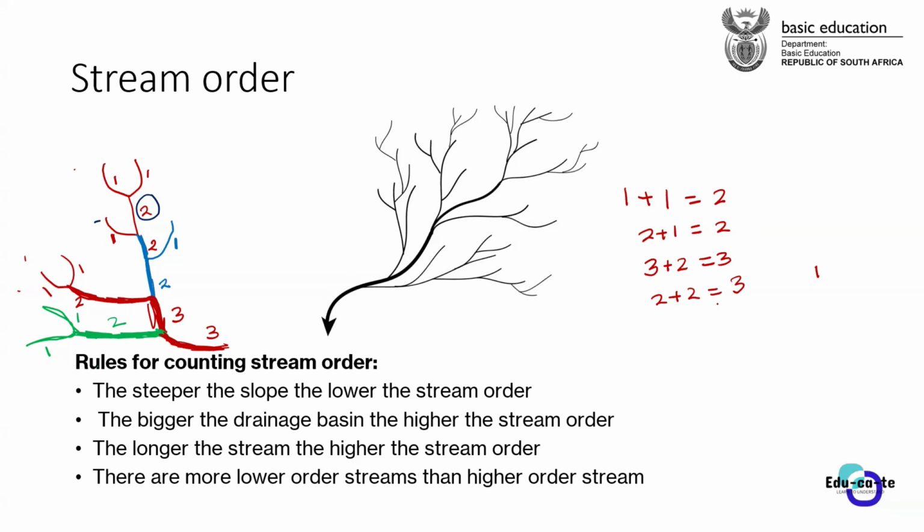You kind of get the sense, guys, that when we have 2 first order streams flowing into each other, they will form a second order stream because they are equal. They are of the same order. It means they've got similar water content, like the volume of water in both of them is kind of the same. So they are flowing into each other to make a bigger stream. That's why we're going to call it stream order number 2. So that 2 here is telling us that the stream now has more water than the previous ones.